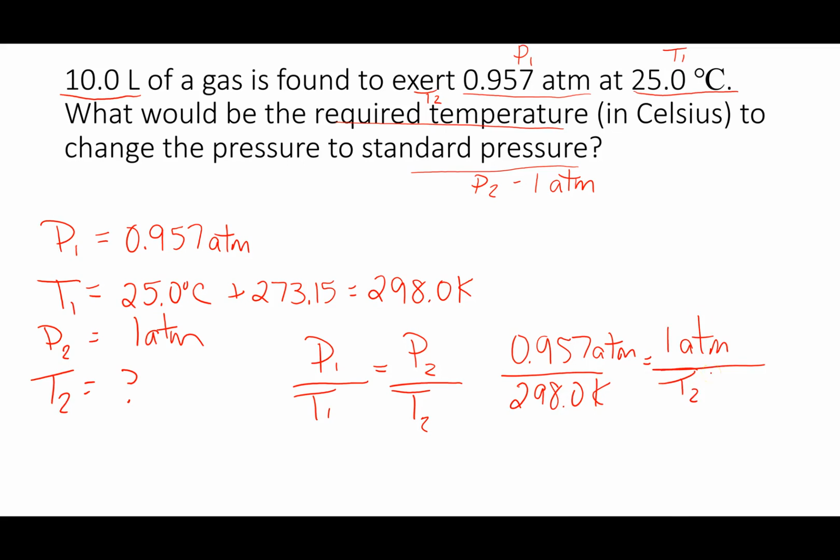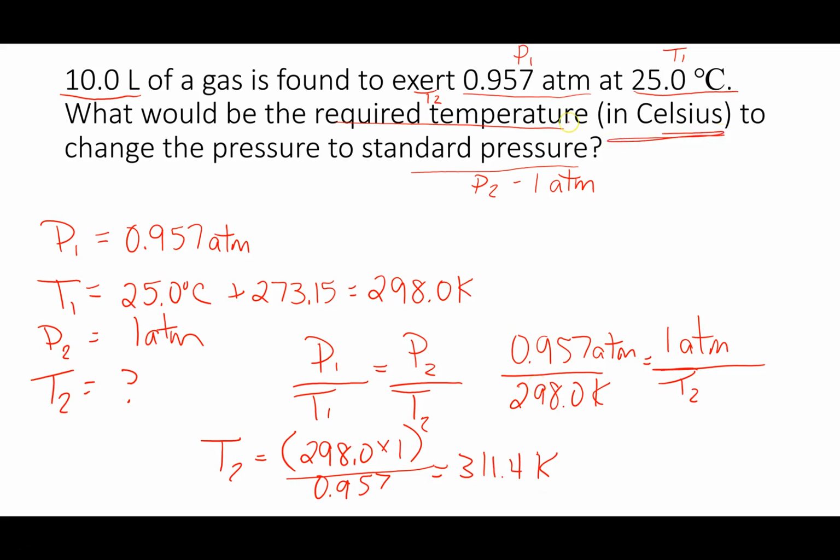So we can do cross multiplication and say that T2 is equal to 298.0 times 1 divided by 0.957. So in your calculator, all you're going to do is take 298 divided by 0.957, and what we will end up with is 311.4 Kelvin, and the question was actually asking for degrees Celsius.